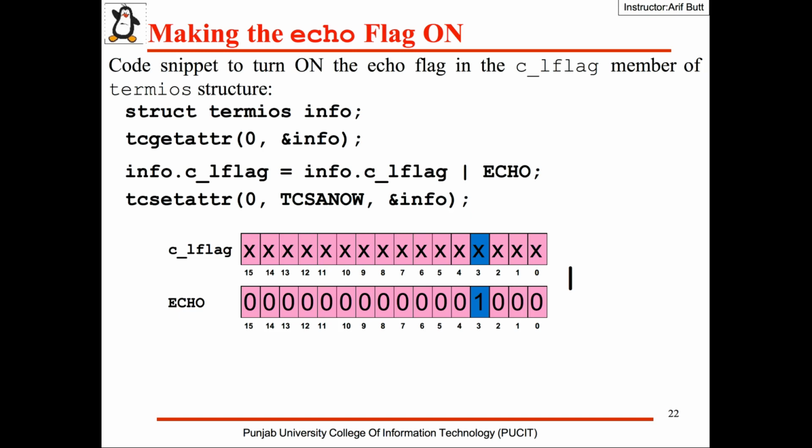And in case you want to turn the echo flag off, the only change you need to make is you place a 0 over here, or you place a not sign over here. The rest of the code is the same as in the previous case. Here we are bitwise ORing it, and here we are bitwise ANDing it with not of mask.